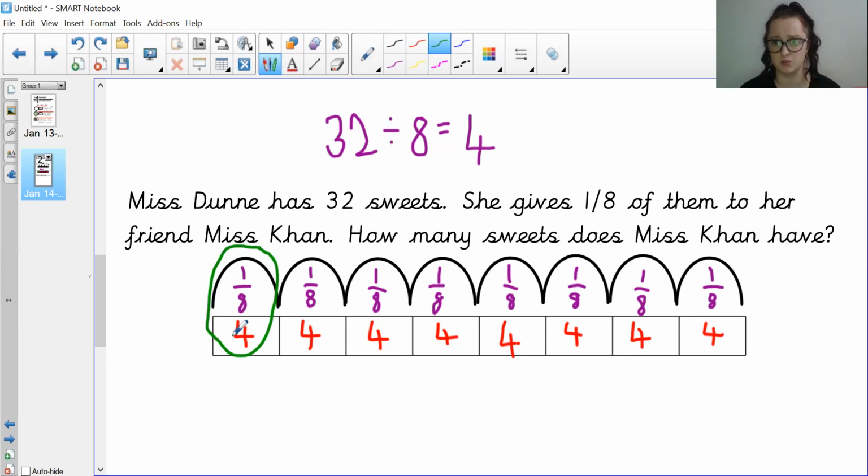That's a bit tight of Miss Dunn, really. But that means I've got 28 sweets all to myself. And I think I'm happy with that. Right, let's try and work out this final question. Now, this one is a little bit tricky, but it's absolutely fine. We're working it all together.